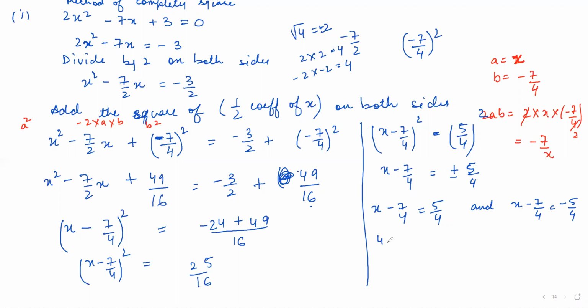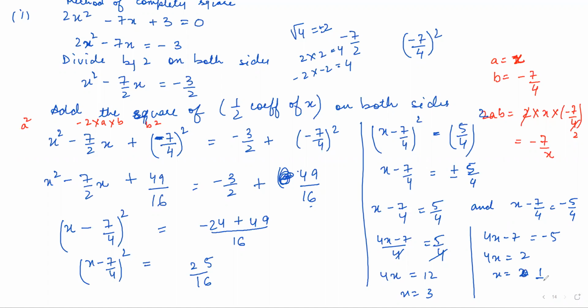Again, take LCM. This is 4x minus 7 divided by 4 is equal to 5 by 4. So 4 cancels out. So 4x is equal to 5 plus 7, how much? 12, and x is equal to 3, right? Now you solve this. So this is 4x minus 7 is equal to minus 5. 4 from the denominator will go away. 4x is equal to minus 5 plus 7. That means 2. So these are the two. Have I done it correct? No, not 2. Sorry, x is 1 by 2. Yes, 1 by 2.